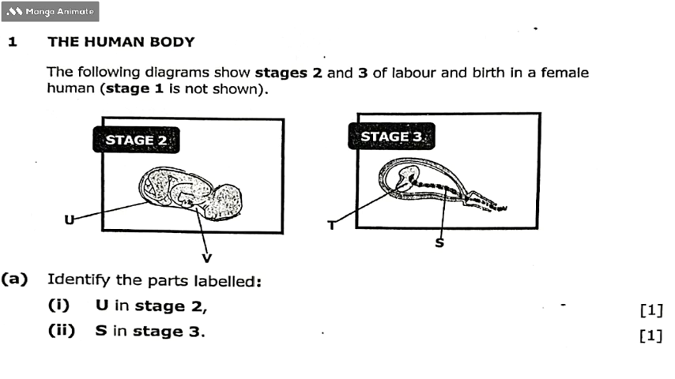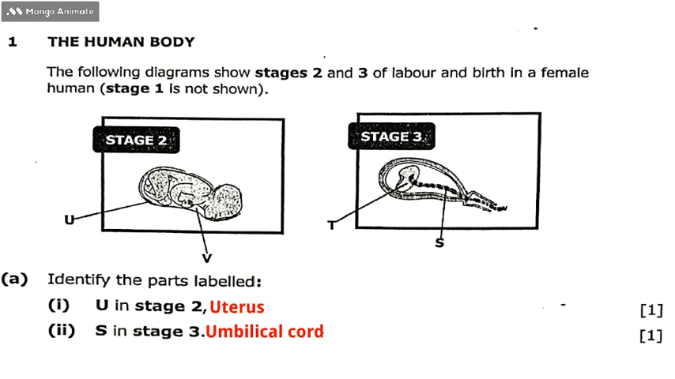1A is identify the parts labeled U in stage 2. So the part labeled U in stage 2 is uterus. Okay, that is uterus. Question 2 is identify the parts labeled S in stage 3. So the part labeled S in stage 3 is umbilical cord. That is umbilical cord.